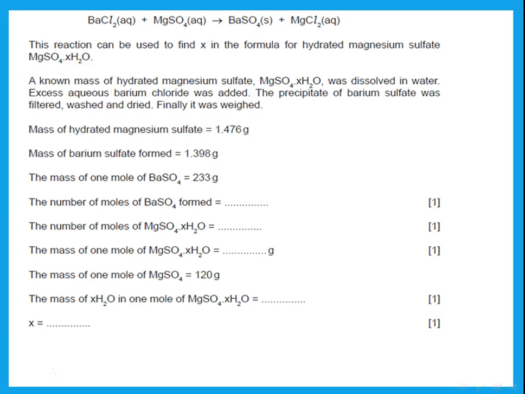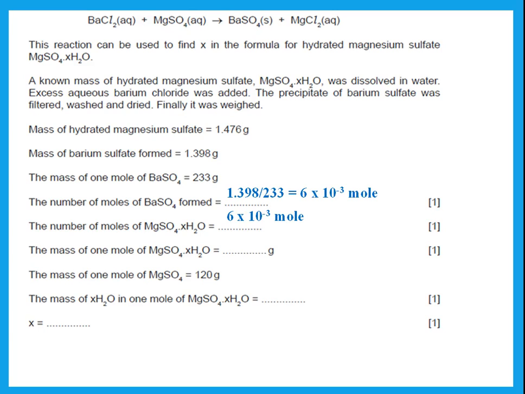First of all, I have information about barium sulfate, and it says to calculate the number of moles of barium sulfate formed. How do I get the number of moles of barium sulfate? Number of moles is mass over molecular mass. So that comes out to be 6 times 10 to the minus 3. Notice he gives you the molecular mass of barium sulfate so that you don't need to calculate it. Number of moles of MgSO4·xH2O: from the equation on top, the number of moles of barium sulfate is the same as the number of moles of magnesium sulfate. So that would be the same.